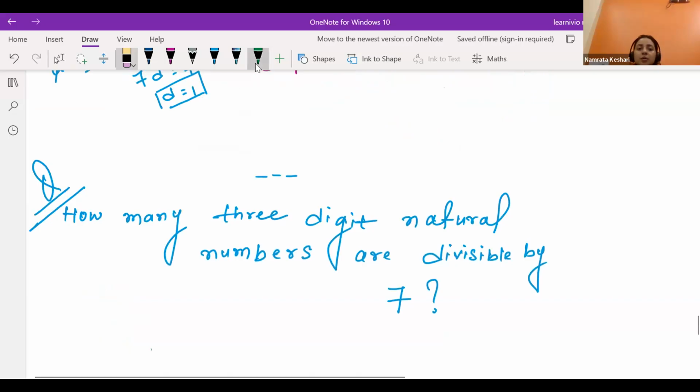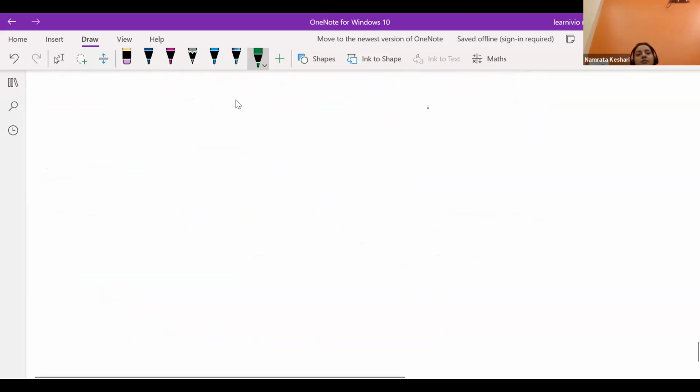How many 3-digit numbers? So the first 3-digit number which is divisible by 7 is 105. Okay, next after the gap of 7 will be 112, then 119, and so on. How many 3-digit numbers will be there? So let's check. 3-digit number means like 100, then 200, 300, 400. Last 3-digit number in mathematics is 999, right? And after that 1000 is the 4-digit number, right?